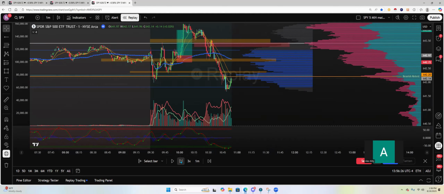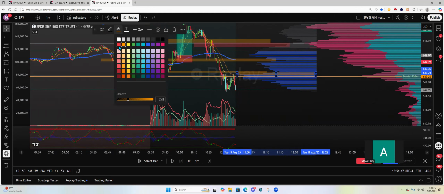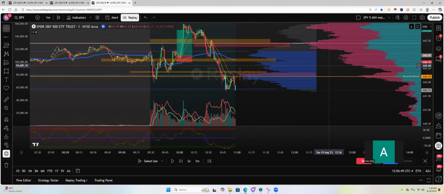So it's coming right up to it. Buyers try to push into it, and we get a strong fail. Not only do we fail underneath it, but where does it fail? It fails right at the top of the highest volume node of the day. So we are getting some serious bearish price action right now.